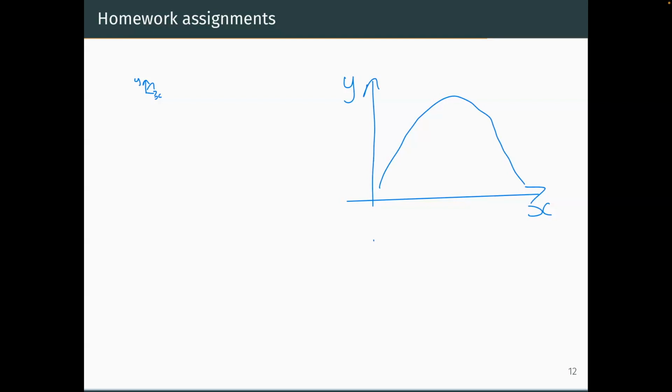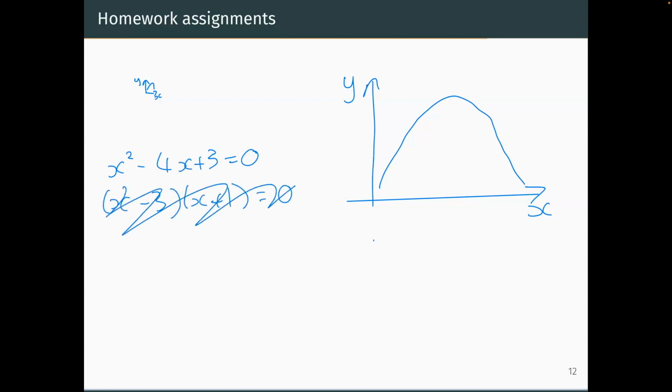Equally, on your assignments, suppose you're solving a quadratic like this. And then we often see something like this. Oh no, I've made a mistake. I'll do it right here.